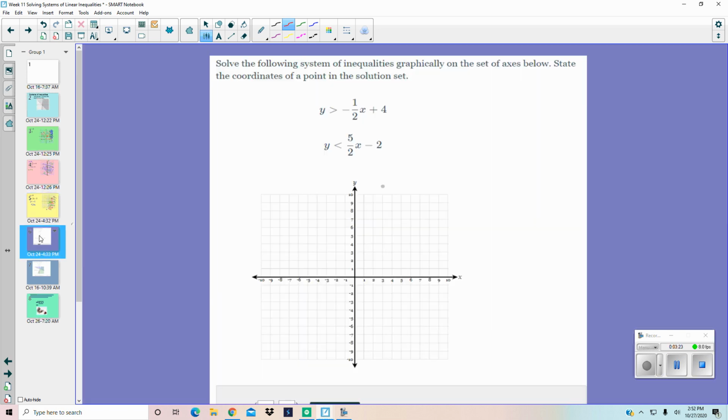This is what it's going to look like when you go to Delta Math. So they're going to ask you to solve the system, and they're going to ask you to state the coordinates of a point in the solution set. So any point where the shading overlaps is the solution. So here I have what the solution looks like.